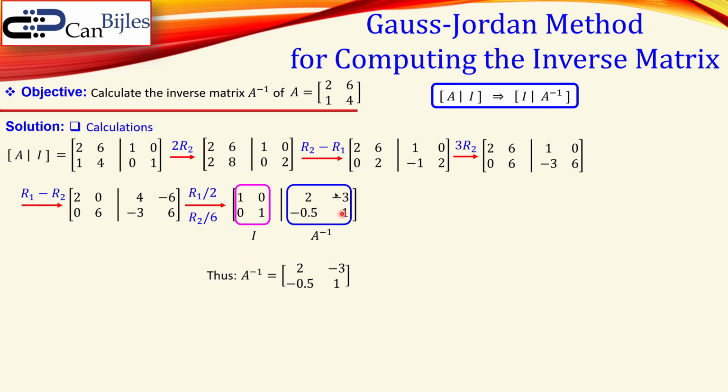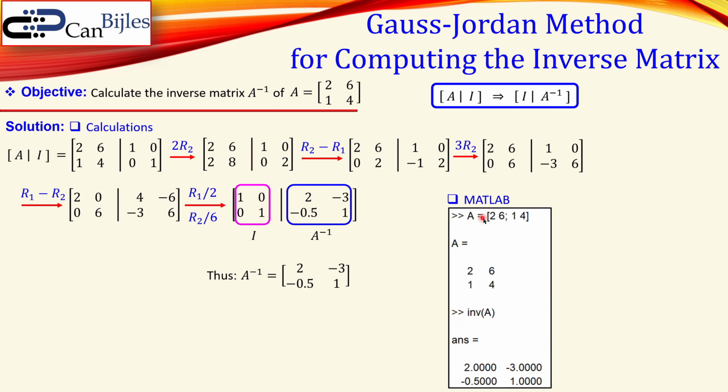So we can say that our inverse matrix is indeed as we have calculated, and that's also determined from this Gauss-Jordan method. Okay, now let's also look at it in MATLAB, to see if this is really correct. Now this is the MATLAB command to create this matrix 2, 6, 1, 4. We use inv and parentheses A to calculate the inverse of this matrix, and now we have here the result. You see the 2, minus 3, minus 0.5, and 1. So this is indeed as calculated.